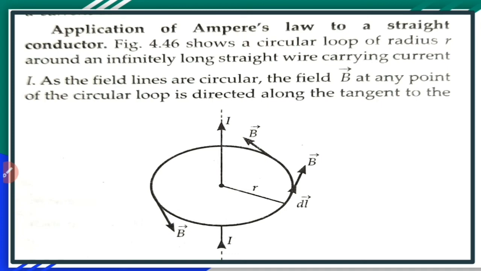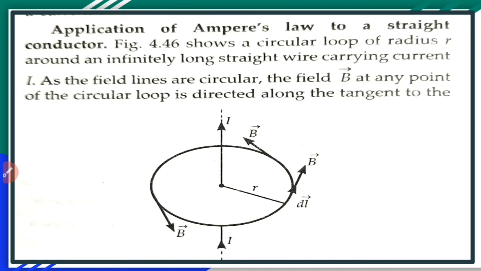To find the magnetic field at a point at a distance r from the wire, we need to consider an Amperian loop first. To apply Ampere circuital law, the first step is to consider an Amperian loop. Here we use the Amperian loop which is circular. We have assumed a circular loop of radius r. That circular loop is the Amperian loop.